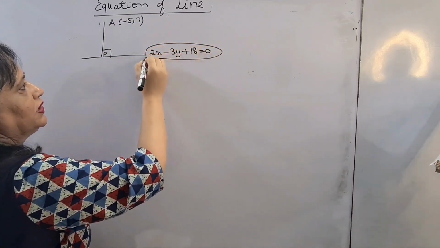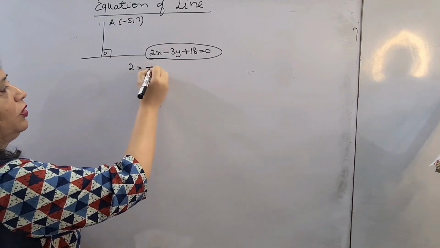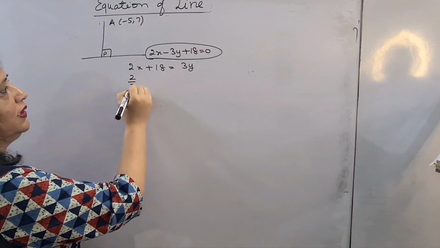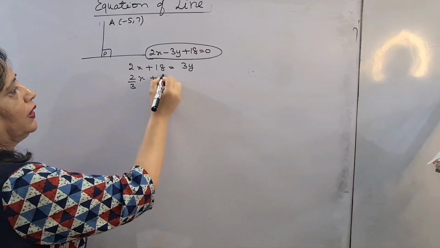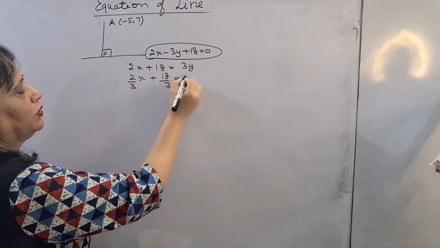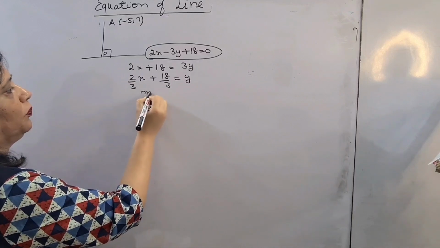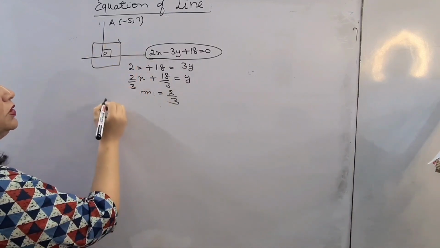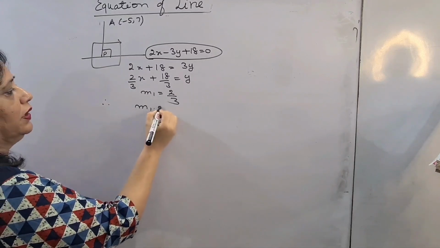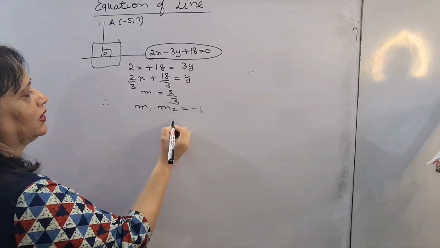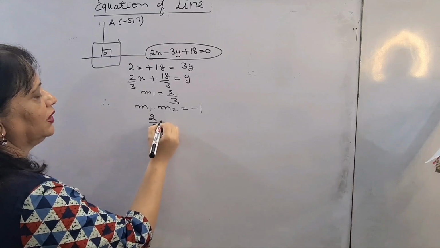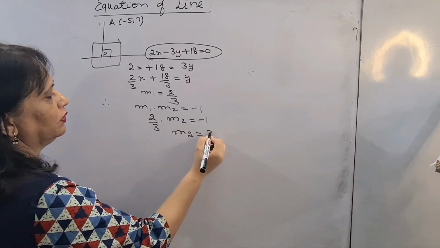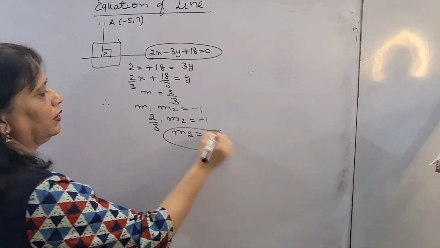Understood, I have to find slope using slope intercept form. This will be 3y equals 2x plus 18, or y equals 2 upon 3 x plus 18 upon 3. So my slope m1 is 2 by 3. Because perpendicular, m1 into m2 is equal to minus 1, or 2 upon 3 into m2 is equal to minus 1, or m2 is equal to 3 by 2.